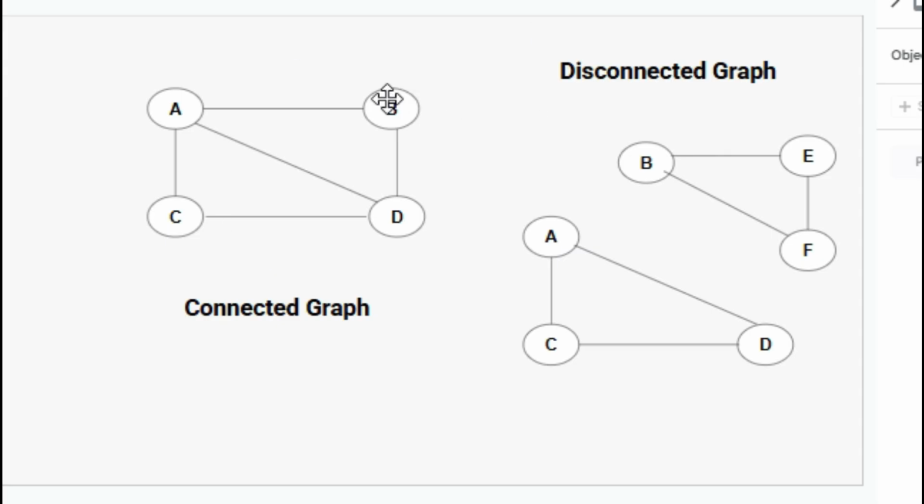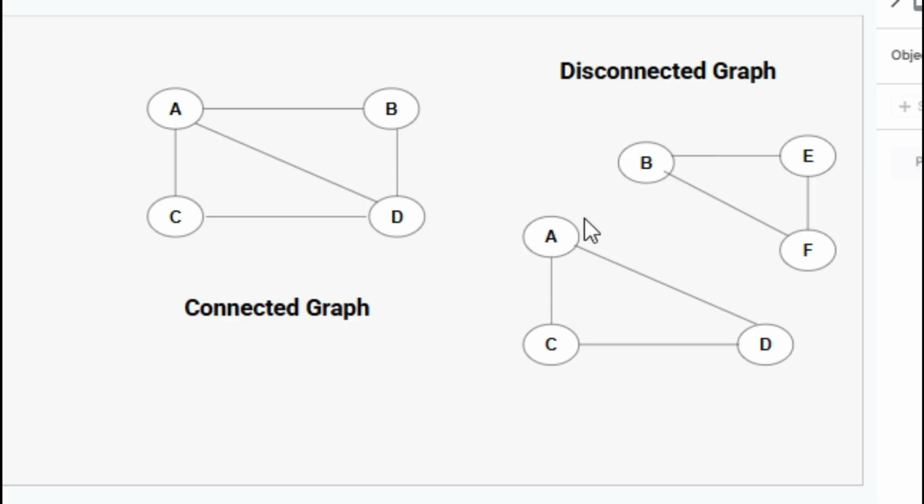For example, if I want to approach from B to C, now B to C there is no direct path, but yes, there is an indirect path. I can move like B A C, or I can move from B D C. So that means there exists a path from B to C. Whether it is direct or indirect, that is not the concern, right? So that is known as a connected graph.